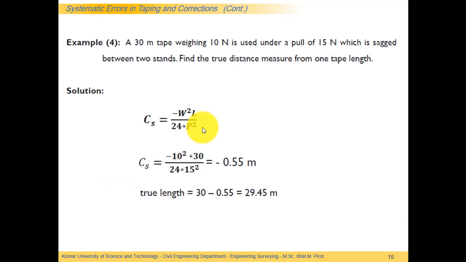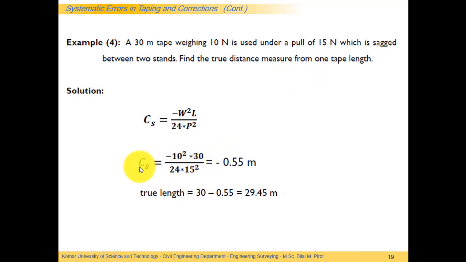In this example, we can find the sag correction. A 30-meter tape weighing 10 newtons is used under a pull of 15 newtons, which is sagged between two stands. Find the true distance measured from one tape length. Cs is equal to W, the weight of the tape, which is given, and also L is given, that is 30 meters, divided by 24 multiplied by P, the applied tension, that is 15.